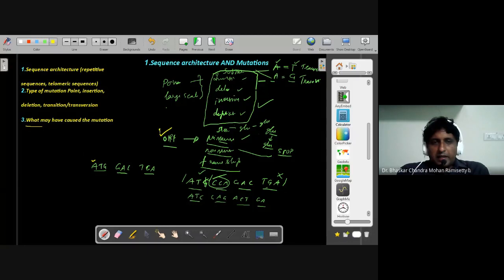This is an important question. What may have caused the mutation? What kind of things facilitate the mismatches? What kind of substitutions, deletions, what kind of physical, chemical, or biological agents cause or amplify or help these kinds of mutations to happen? That is theory, you have to have a look at it.